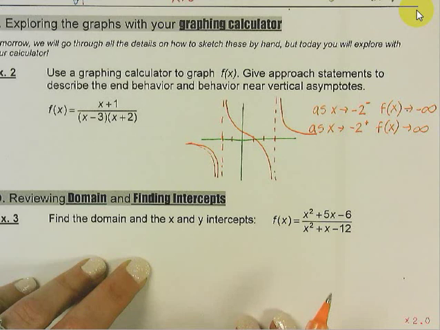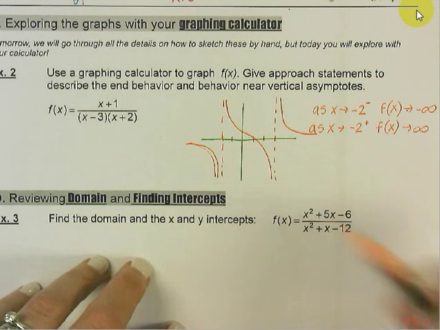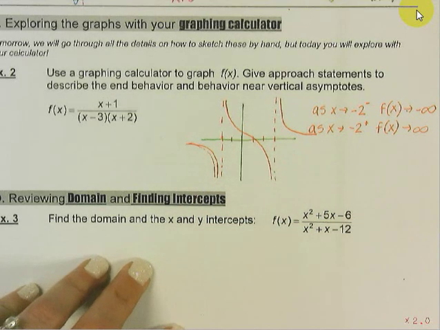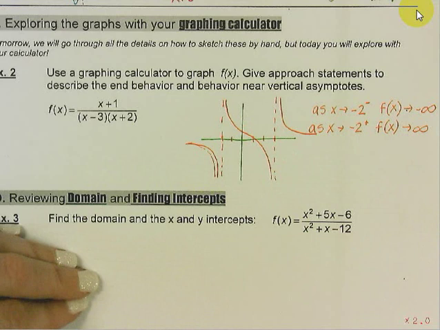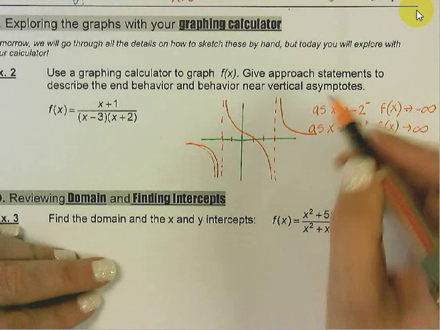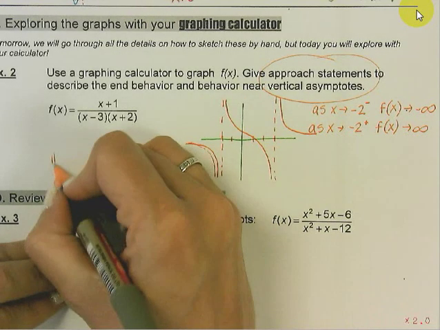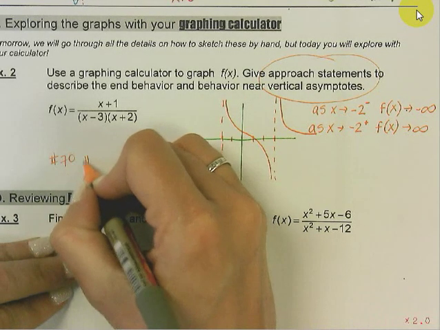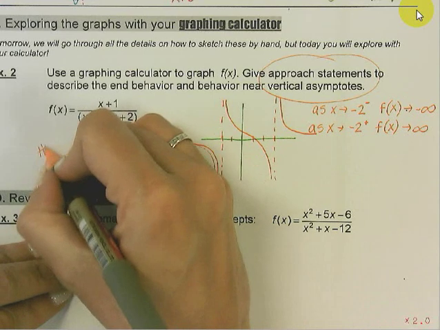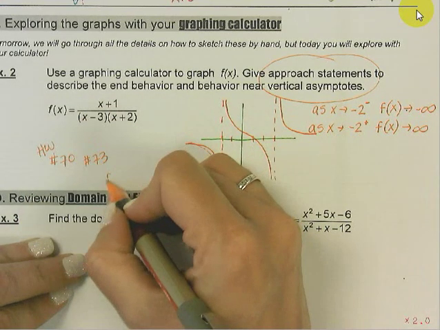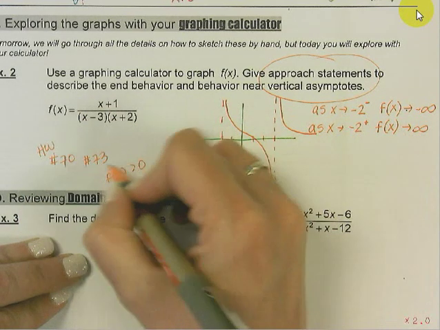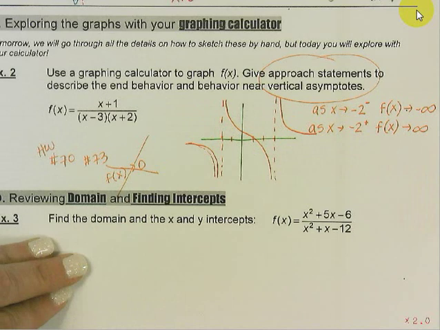Okay? And I think you get the idea. I'm not going to do it for the others, but on your homework, I think it'll say something about solve for when f of x is greater than 0. Don't worry about that. We actually want you to just practice the approach statements on it. So that's for number 70 and number 73 on the homework. Don't worry about the f of x greater than 0 part.